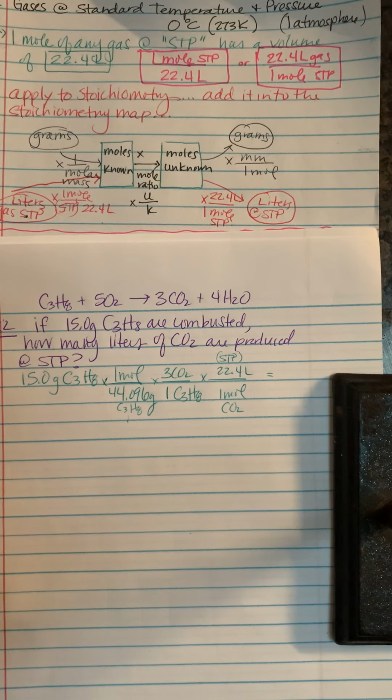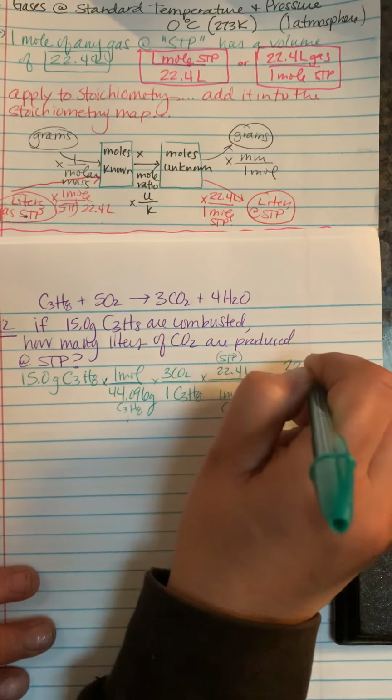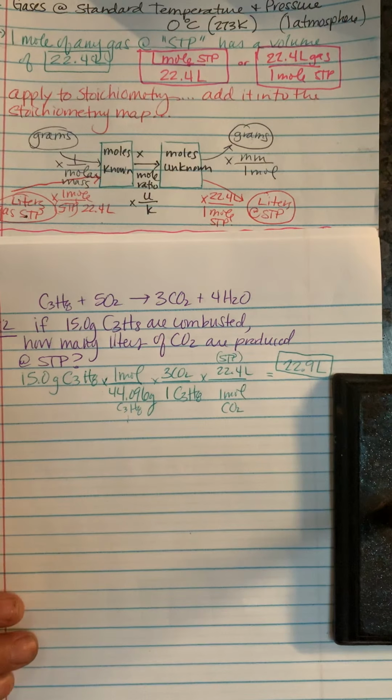15 times 3 times 22.4, divide by 44.096. And we get 22.9 liters. So just over 1 mole.